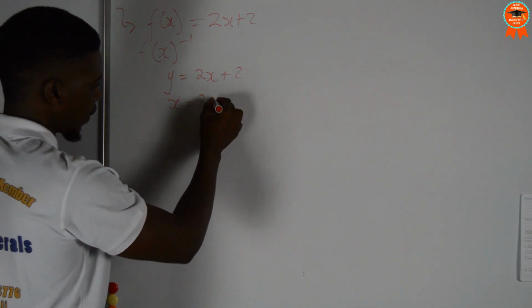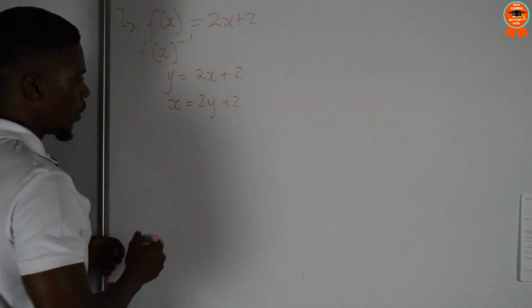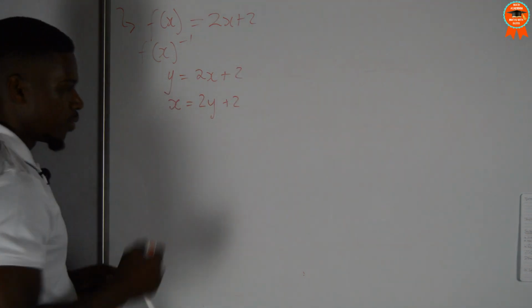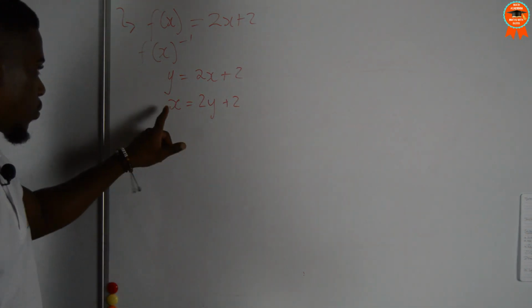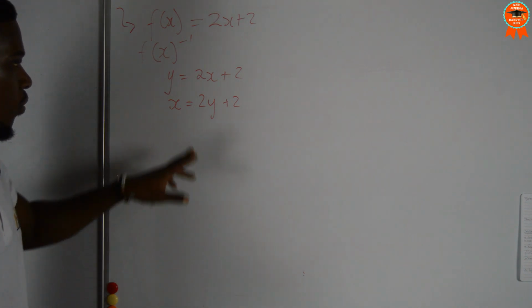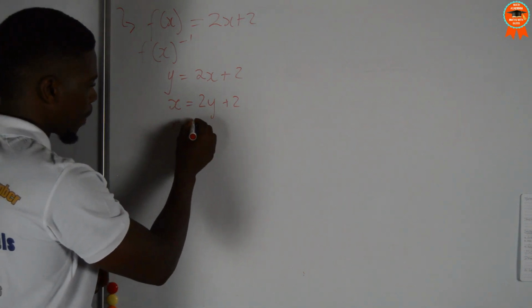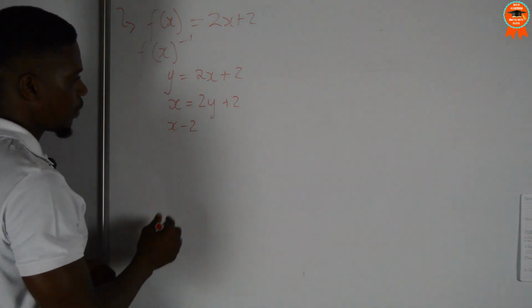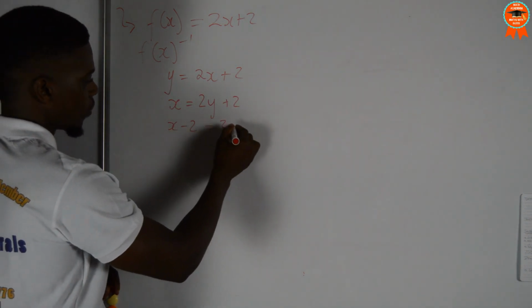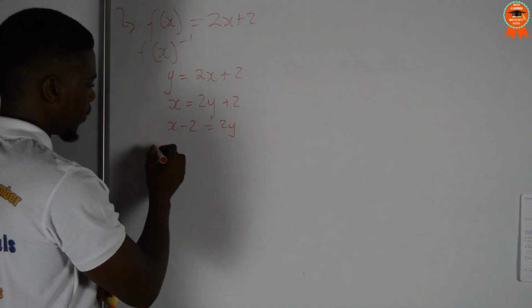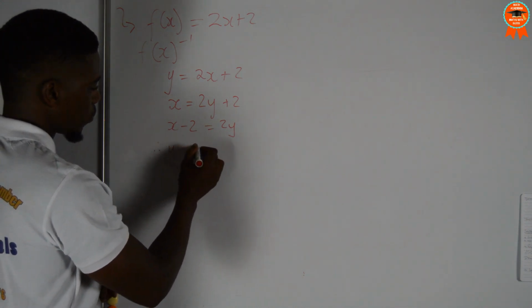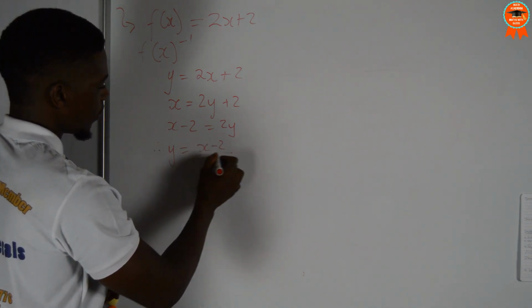Instead of x, I write y. Then make y the subject of the formula, because a function cannot start with x. So we need to make y the subject of the formula. That's going to be x minus 2. This 2 comes to the left and becomes negative. It equals 2y, and therefore y equals (x minus 2) divided by 2.